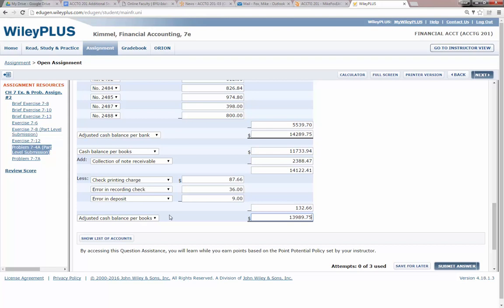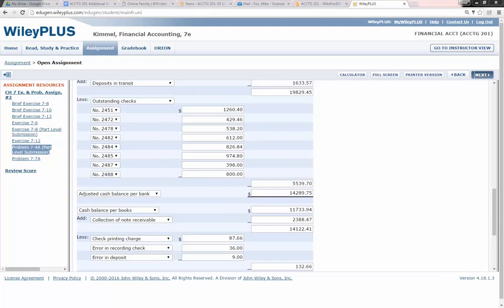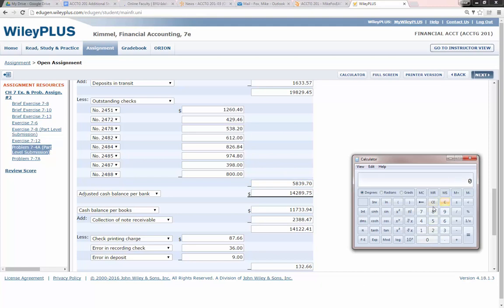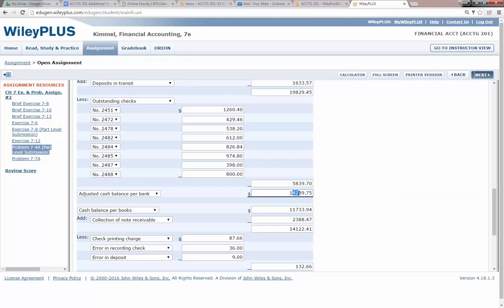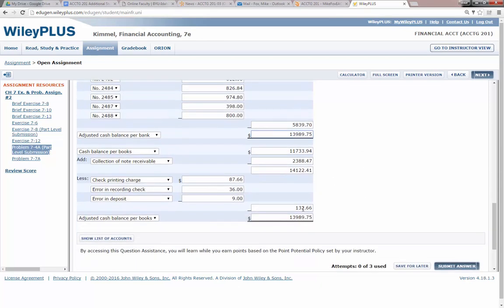So let's see if we can figure out what our problem is. I can see one right here. I made a mistake adding these up. It should be $58.39.70. And then our adjusted cash balance per the bank should be $19,829.45 minus $58.39.7, which is $13,989.75. And now we're in balance. So hopefully that's correct. Let's submit it and see.